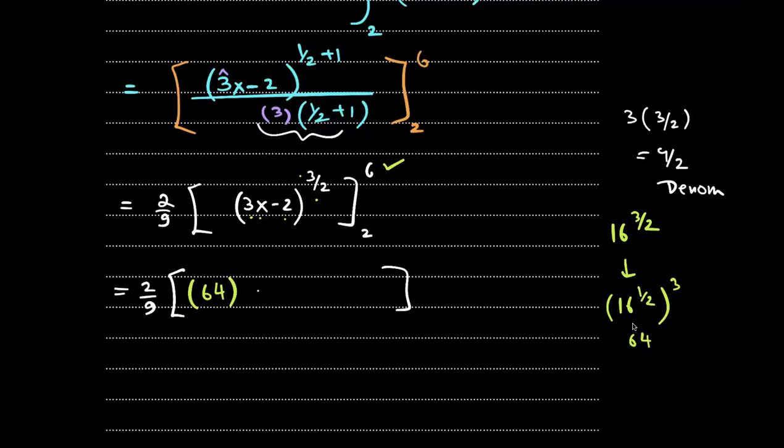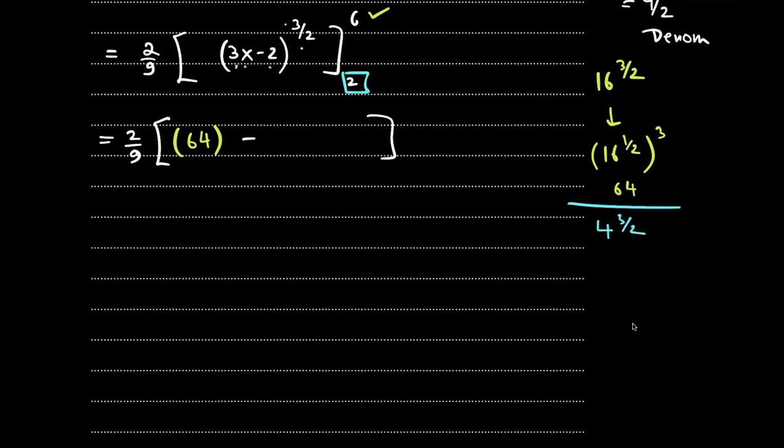And then what is happening with the 2 over here? So 3 into 2 is 6. 6 minus 2 is 4. And 4 raised to power of 3 over 2 simplifies to 4 raised to power of half, raised to power of 3, which is 2 raised to power of 3, which is 8. So this is 8 over here. So therefore, this is 64, this is 8, this is 56. So this is 112 over 9 square units.